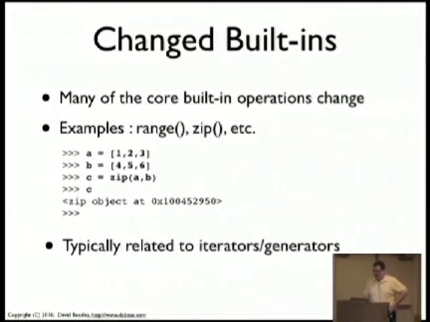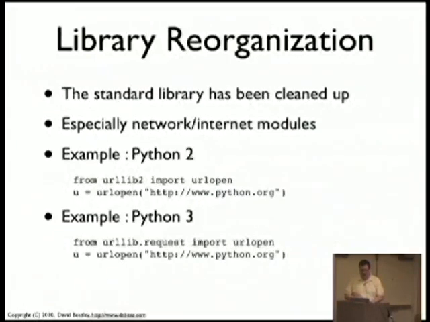Some other things that have changed: some of the built-in functions have changed slightly. Things like range and zip behave slightly differently in Python 3 than they do in Python 2. Most of the changes you find here are tied into things like iteration and generators. So instead of zip making a huge populated list of results, it now returns an iterator that will give you results.